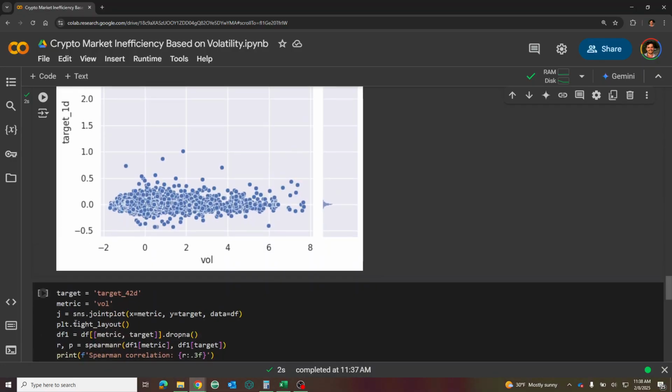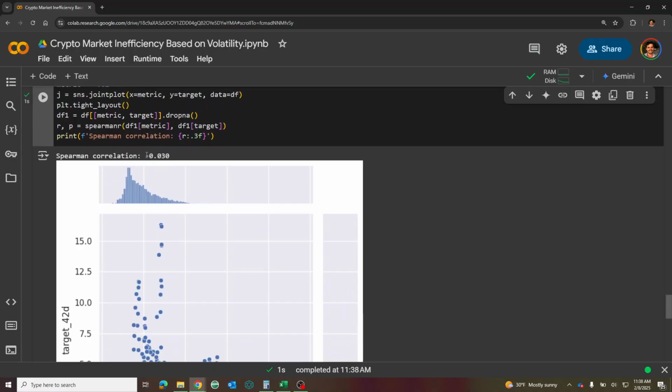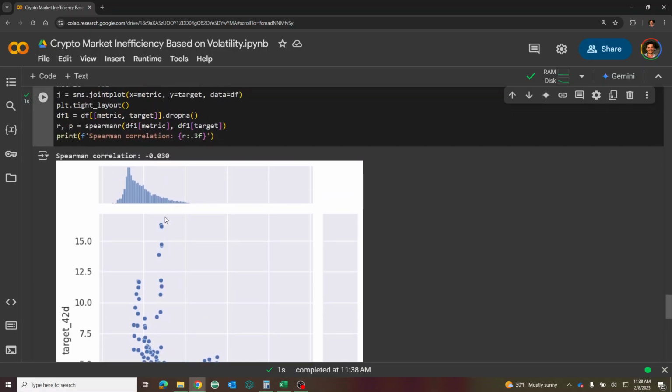But that's just one day. What if we looked at 42-day return targets for volatility? And you can see it's actually negative 0.03. So it's actually the other way around. The less volatility you have, I don't know how you get negative volatility, but that might be something I have to look into. But basically, it's saying the less volatility you have, the more returns you're going to get on this 42-day target. So in this case, we have to reject the idea that in the crypto space, volatility is an indication of returns for a 1-day return or even a 42-day return.